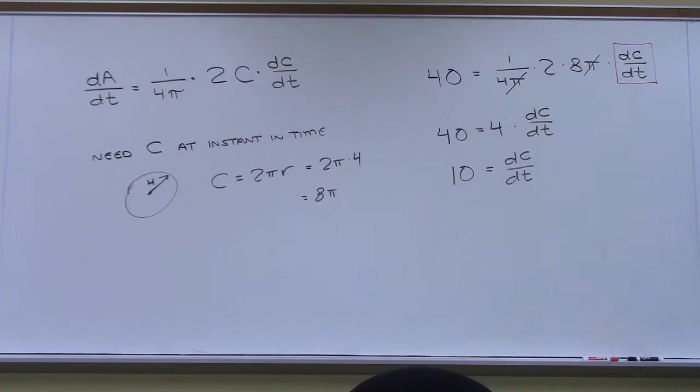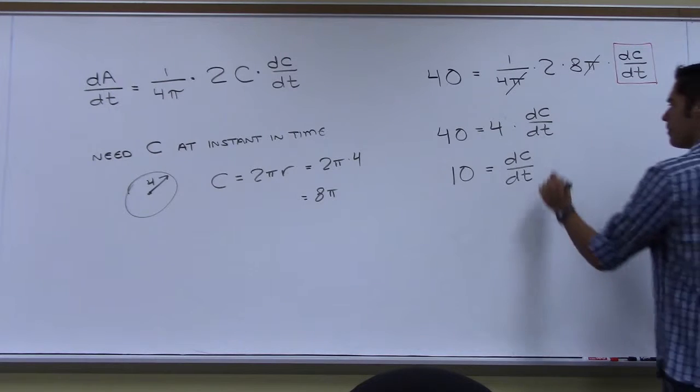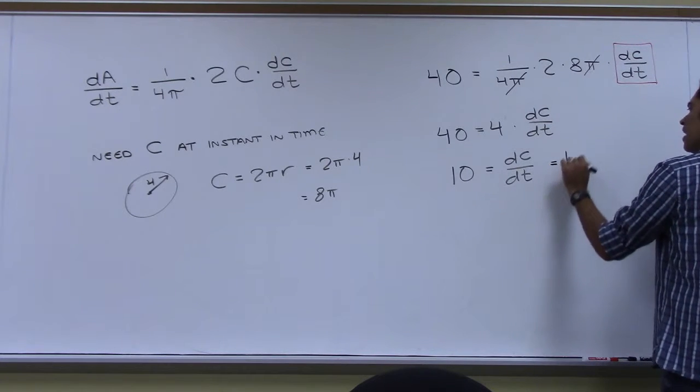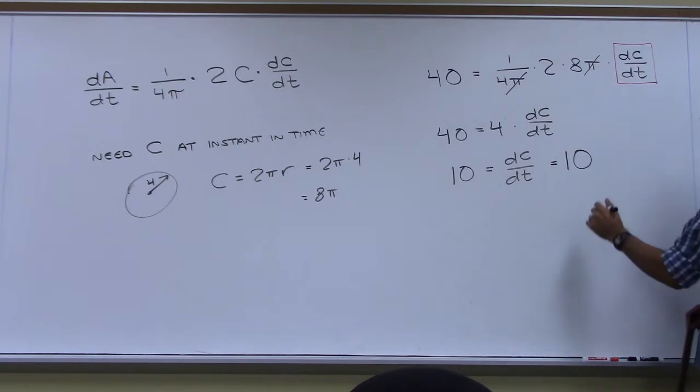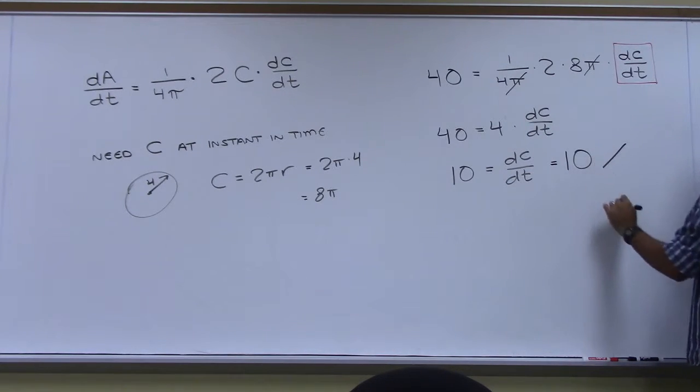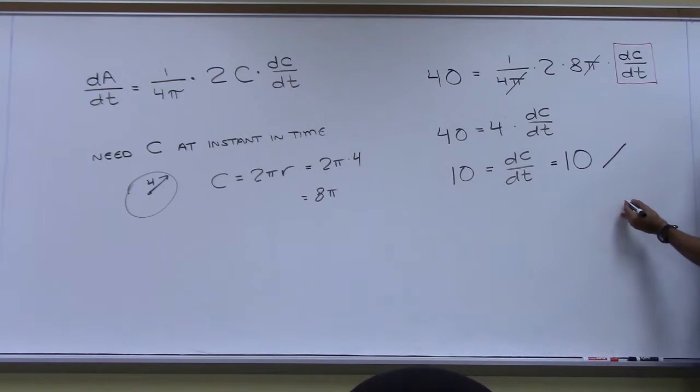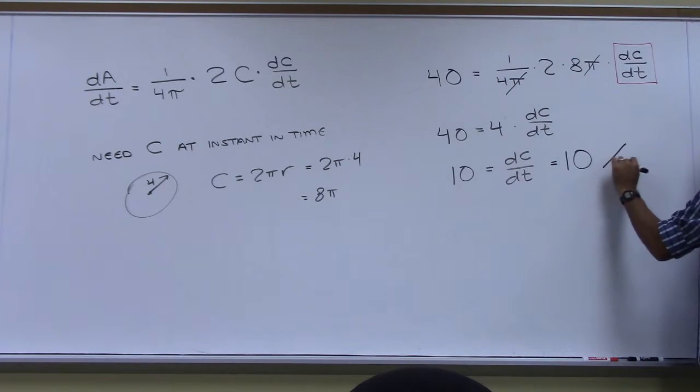Now the units. dc/dt equals 10 what? What are the units here? Can you tell me what the units of time are? What's the unit of time? Seconds, because the whole problem is in seconds.